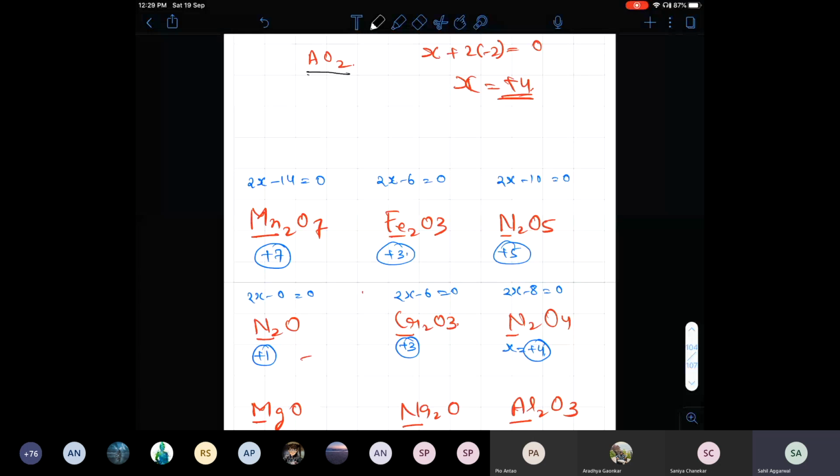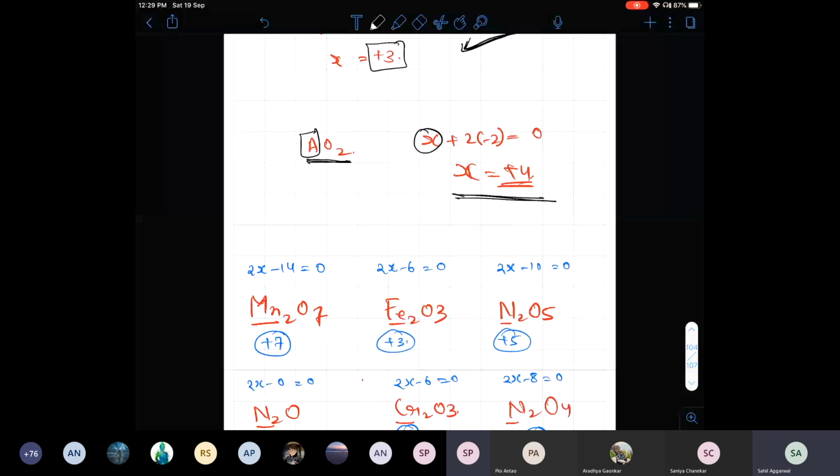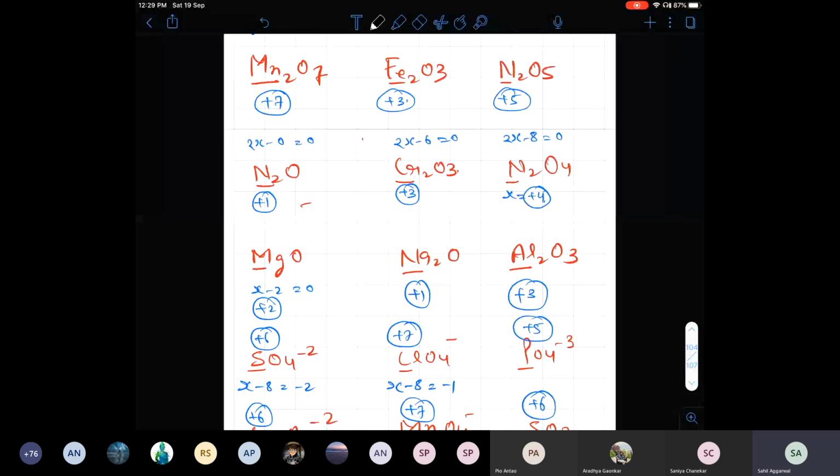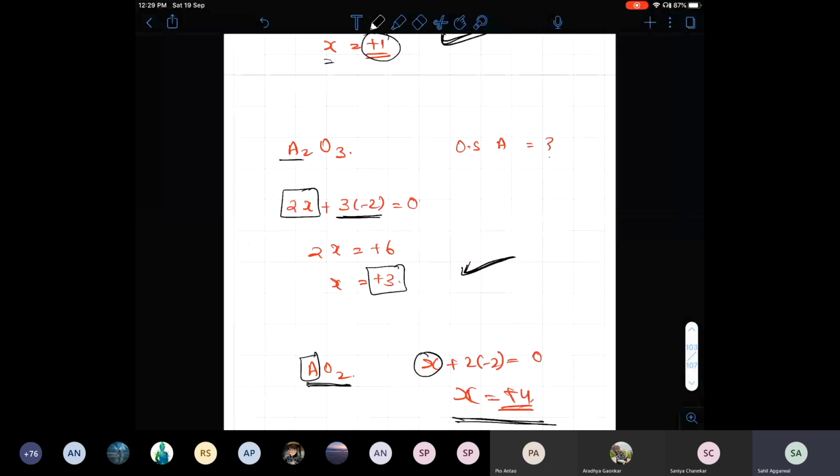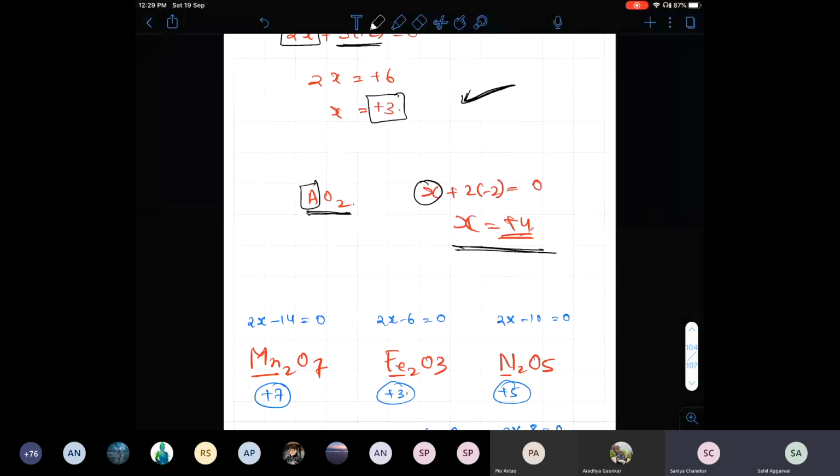We have AO2. This time we have only one A. So we'll keep X. Oxygen will be -2. So 2 into -2 will be -4. X minus 4 will be equal to 0. X will be equal to +4. Understood? Yes, sir. Sania, understood these problems? Yeah, sir. Now I'm getting it.